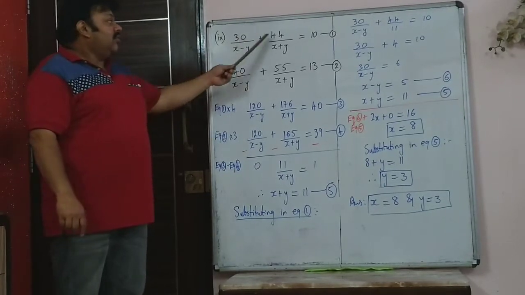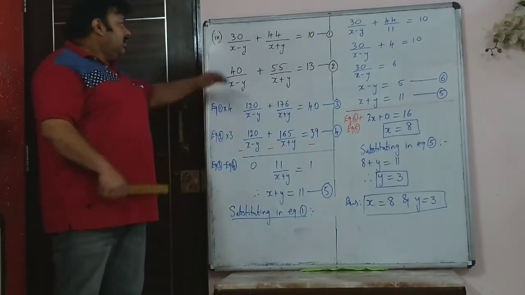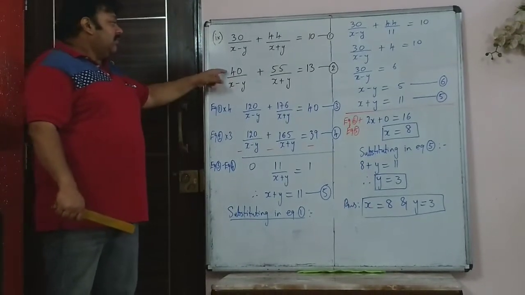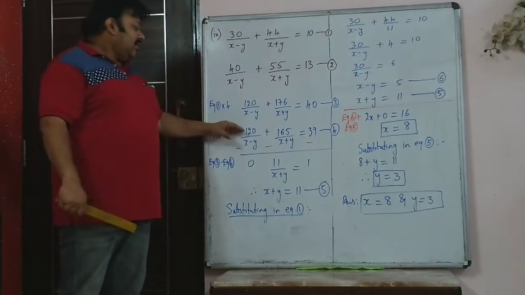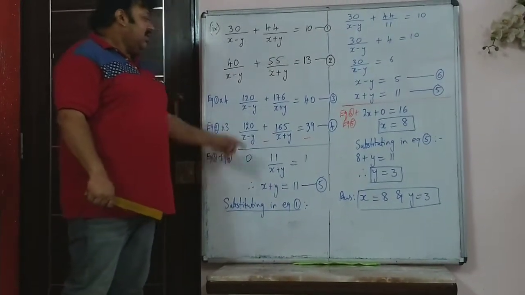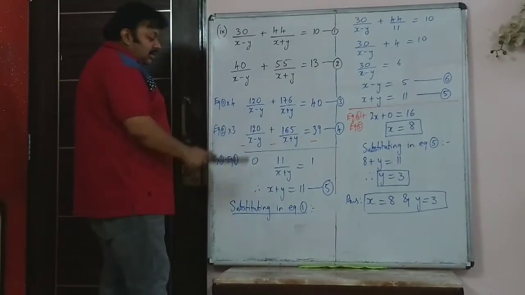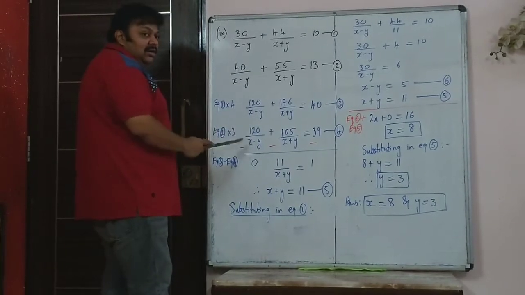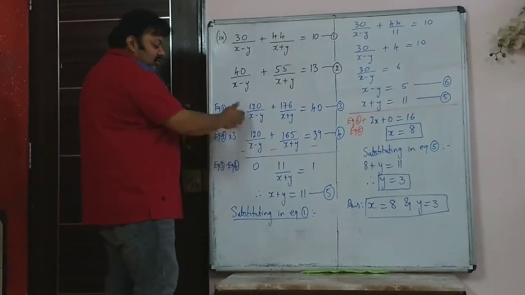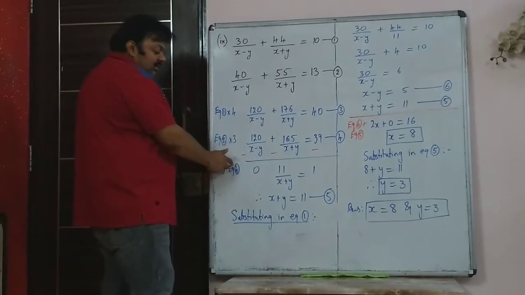So you get 4 into 44, so 176 plus 120 upon x minus y is equal to 40. This denominator and this denominator are as they were. And the second term you have multiplied by 3, so it is 120 upon x minus y, and this becomes 165 upon x plus y is equal to 39. So the entire thing is multiplied by 3. Now these both are exactly identical terms, 120 upon x minus y, 120 upon x minus y. Since it was the plus sign, we subtract, so it's equation 3 minus equation 4.